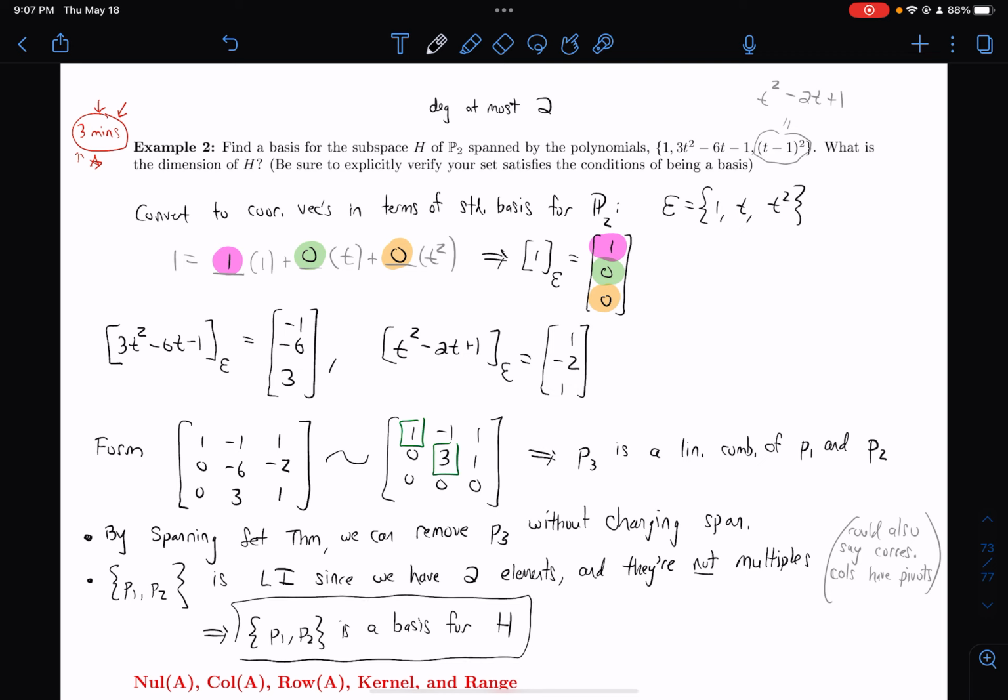Awesome, and I have a basis. The last thing it wanted was the dimension. The dimension is the number of elements in the basis. There were two polynomials in the basis, so the dimension is 2. And that's my answer.